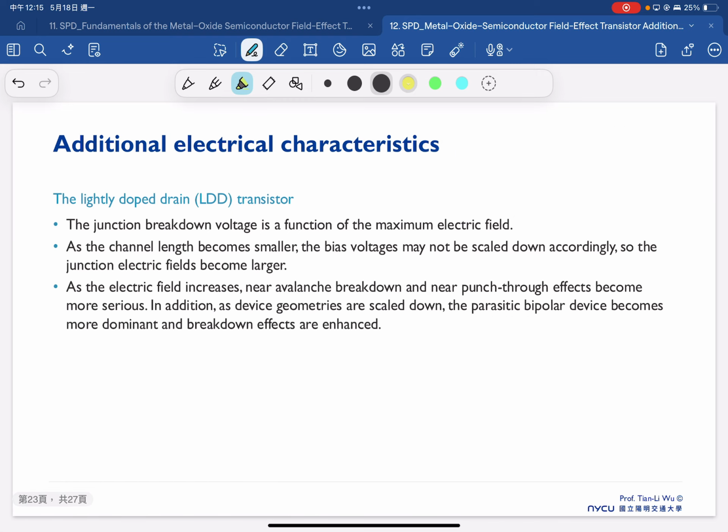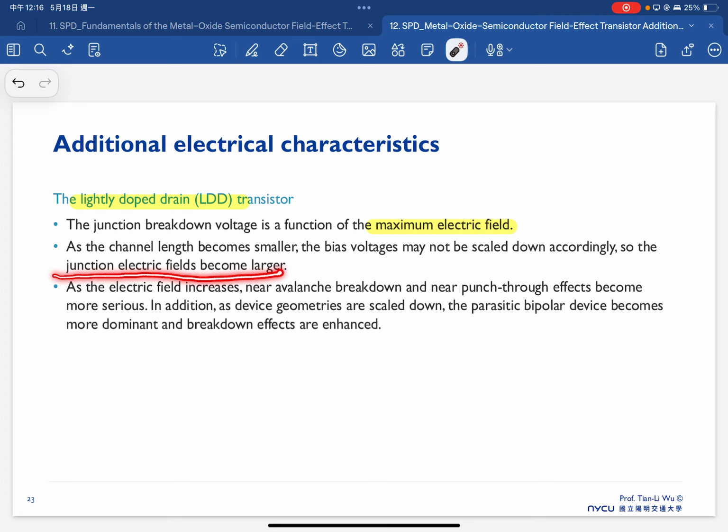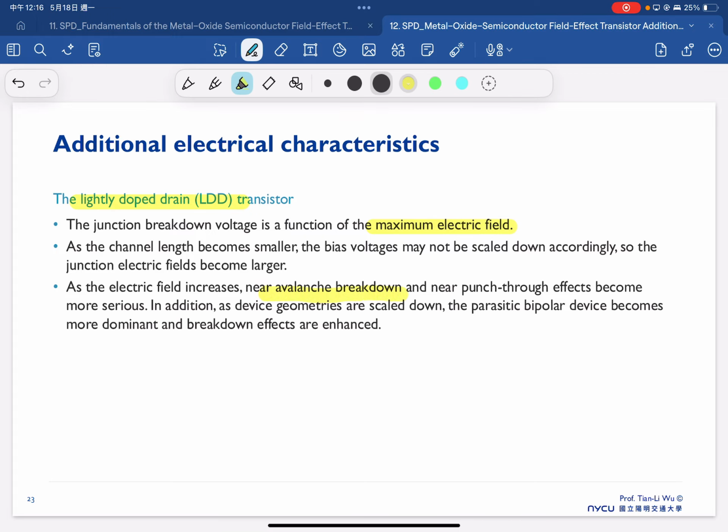And one possible interesting design is that we make a lightly doped drain. That's what we call the LDD. The junction breakdown mainly happens as a function of the maximum electric field. As the channel length becomes smaller, the bias voltage may not be scaled down accordingly, so the junction electric field becomes larger. As the electric field increases, the near avalanche breakdown or near punch-through effect becomes more serious at higher electric field.